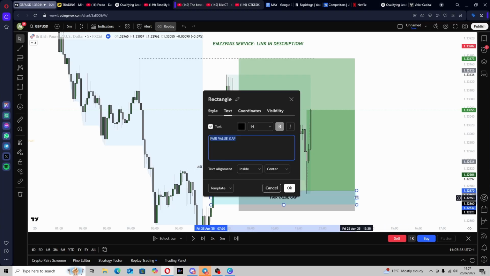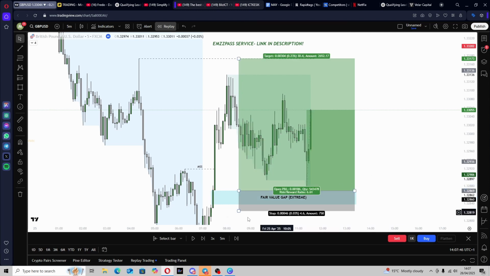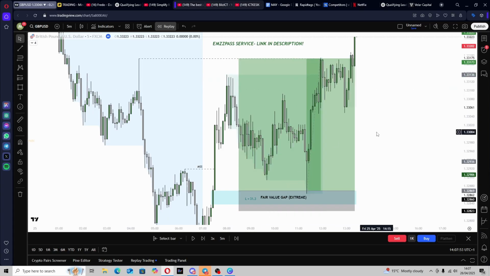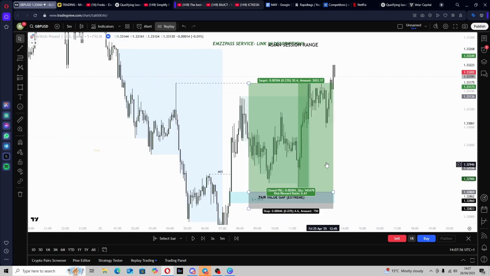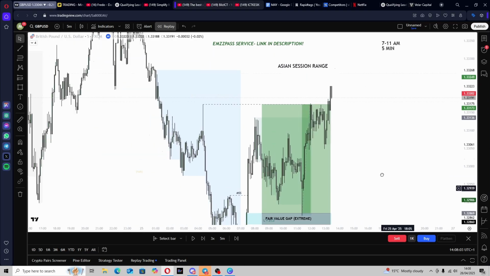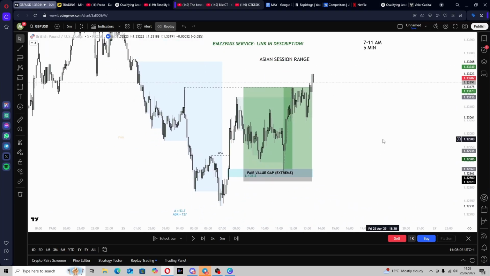Let me just make sure that I emphasize this extreme. This is our extreme fair value gap. Okay, so as soon as we have all of that done, if I keep playing price forward, you can see it's gone up and completely smashed our take profit. Take profit completely smashed, 1 to 6 risk reward ratio. And this is the day today where this trade is actually running, and I caught this trade and made over $5,000 with just this one trade on my live account.